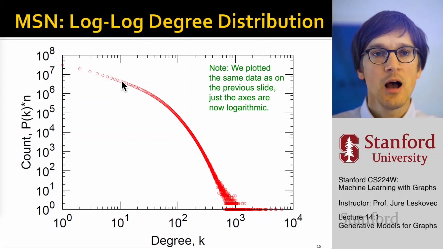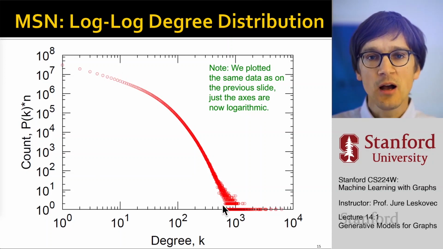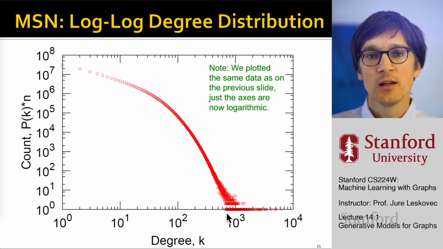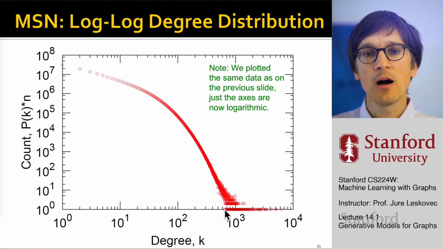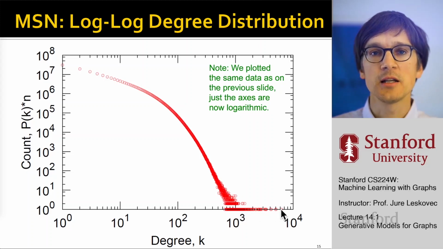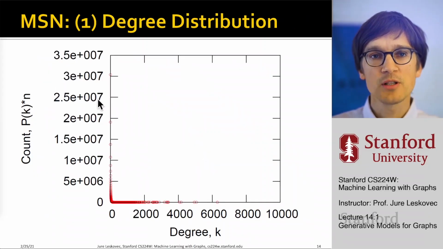You see that I have a majority of the nodes, this is 10 to the 7, so that's 10 million, 50 million nodes that have degree 1, 2, 3. So a large majority of the nodes have degree less than 10. And then at the end we have very few nodes, maybe 1 or 2 nodes for each degree above several hundred. And the largest degree here, as I said, is 6,000. So now this beautiful pattern appeared that before was not obvious at all.